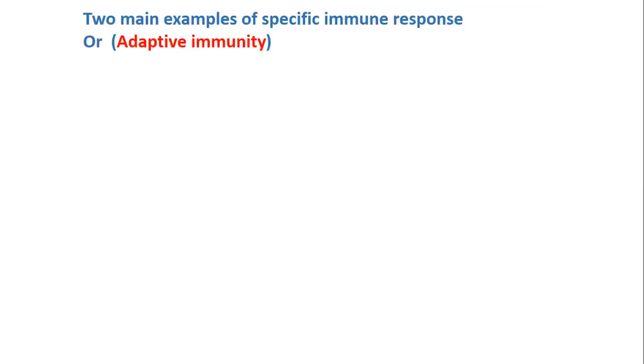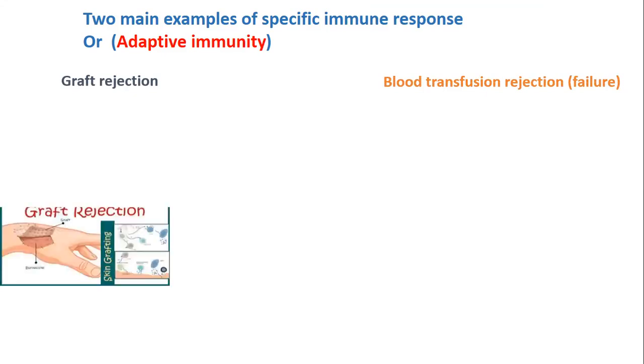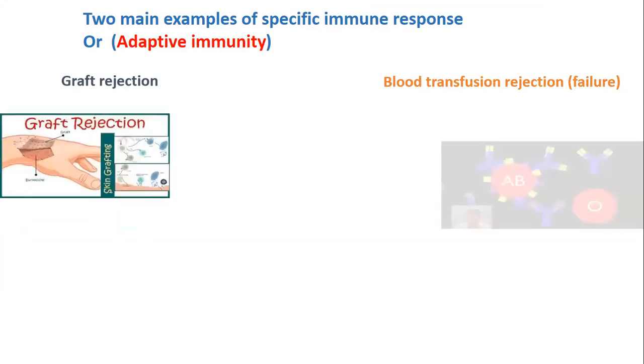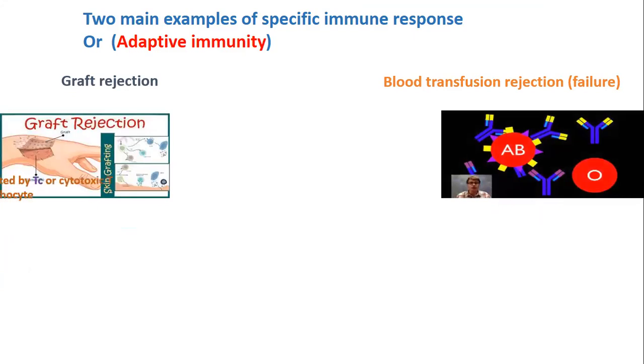Two main examples of specific immune response or adaptive immunity: graft rejection and blood transfusion. In case of graft rejection, it is affected by TC or cytotoxic T lymphocyte, we will see this in the video. For blood types, transfusion rejection or failure is affected by B lymphocytes.